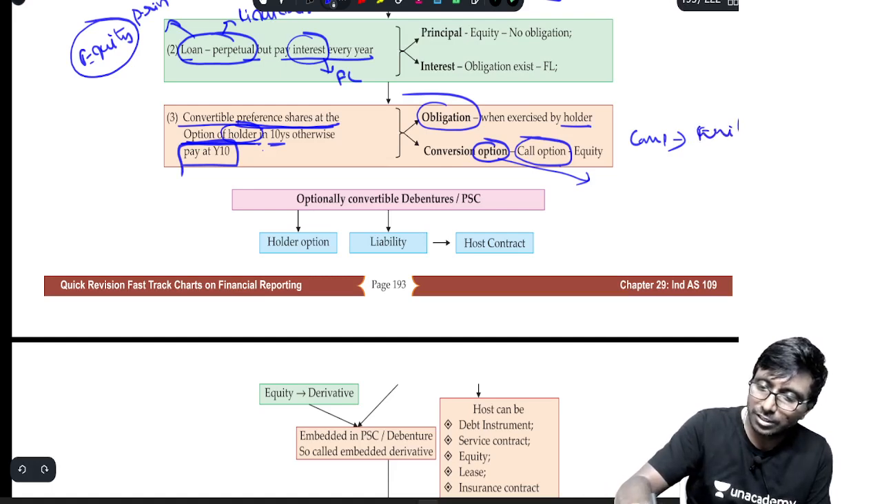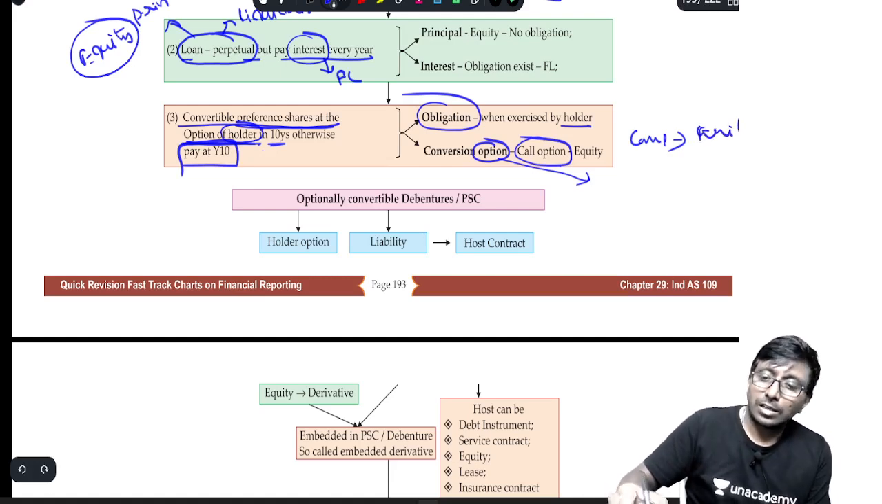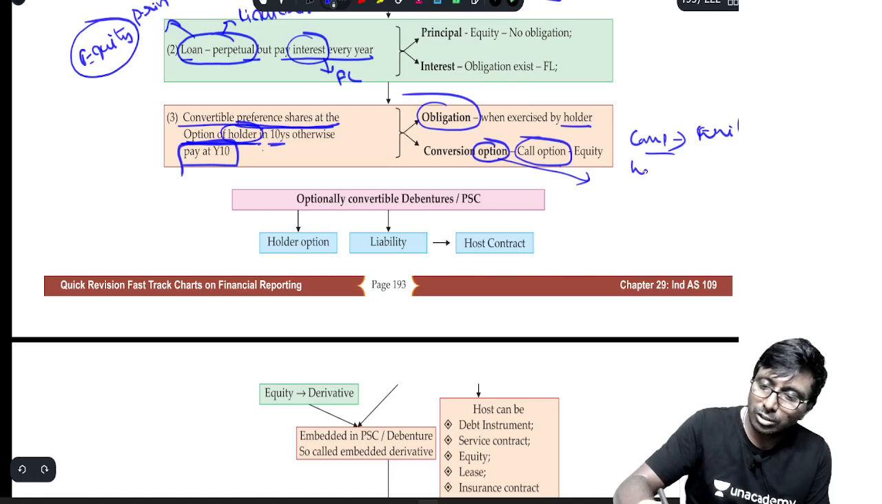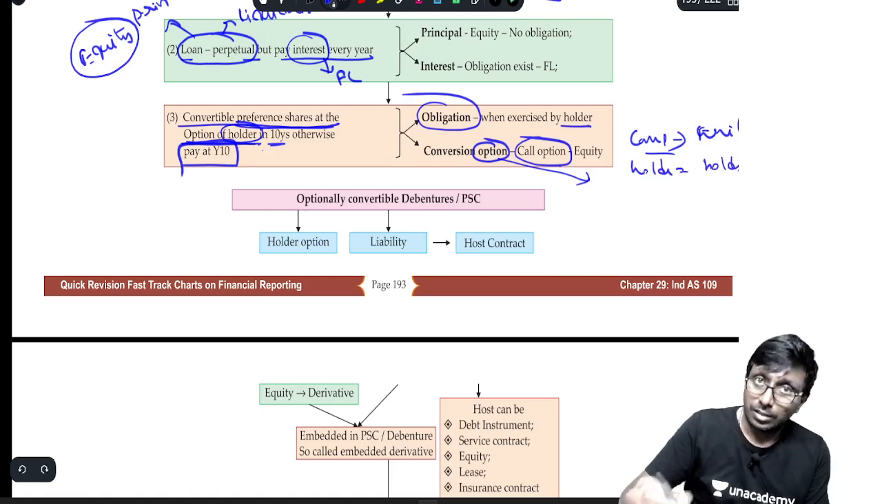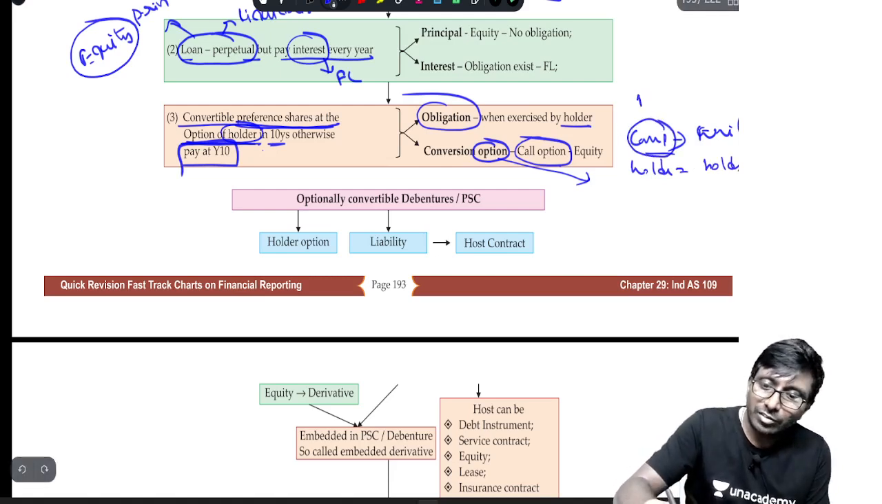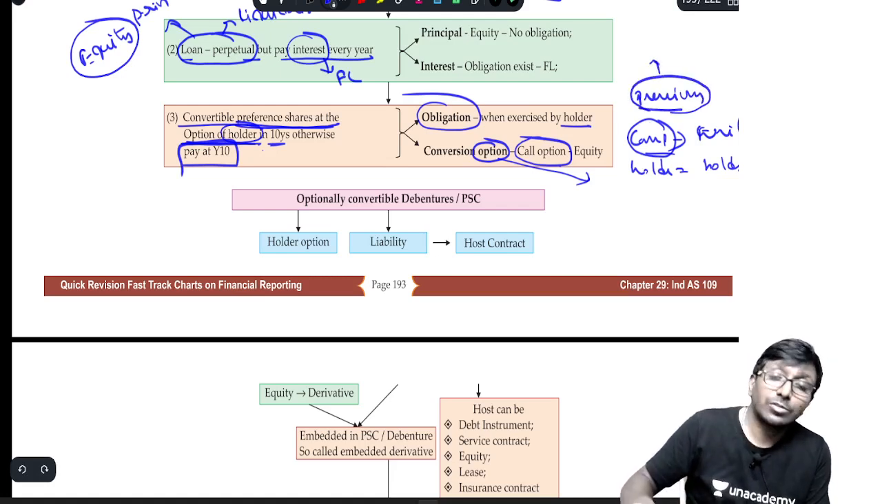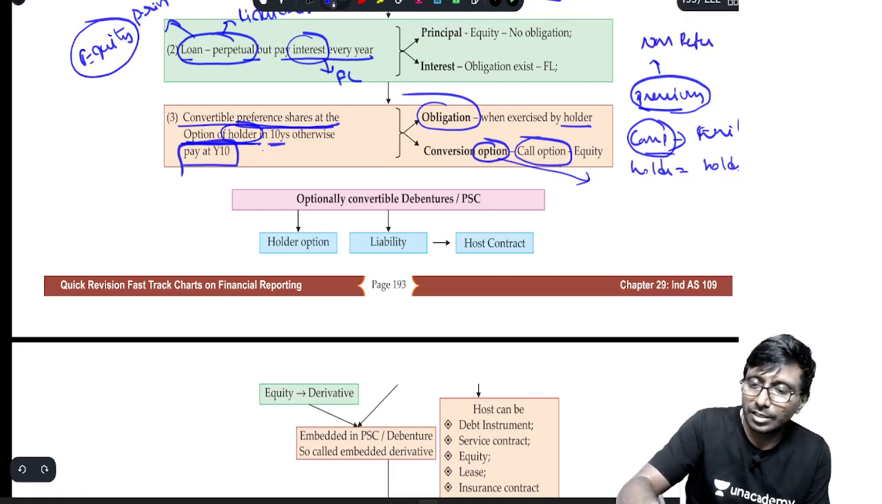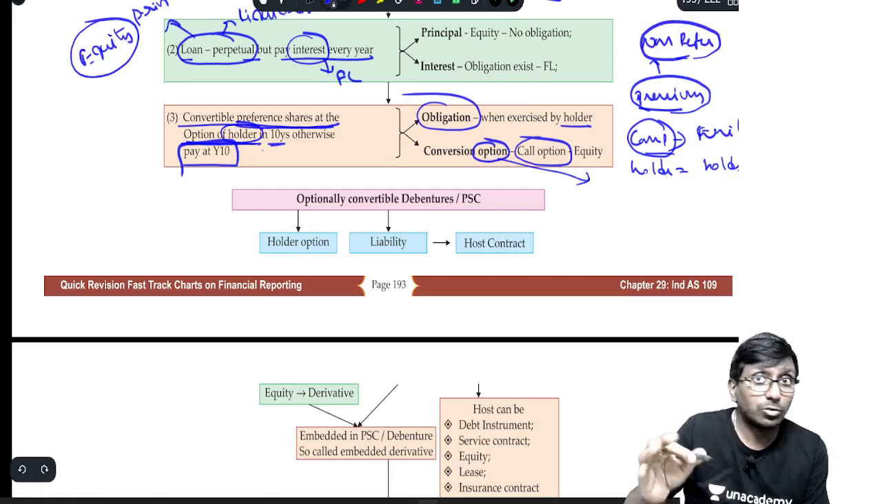Company is a writer of the option, and the holder is equal to the holder of the instrument. Correct. So the company, being a writer, is getting a premium for that, isn't it? Yes. The premium, as you know, you have studied it in SFM. Premium is a non-refundable amount. Agree? Yes, it is a non-refundable amount.